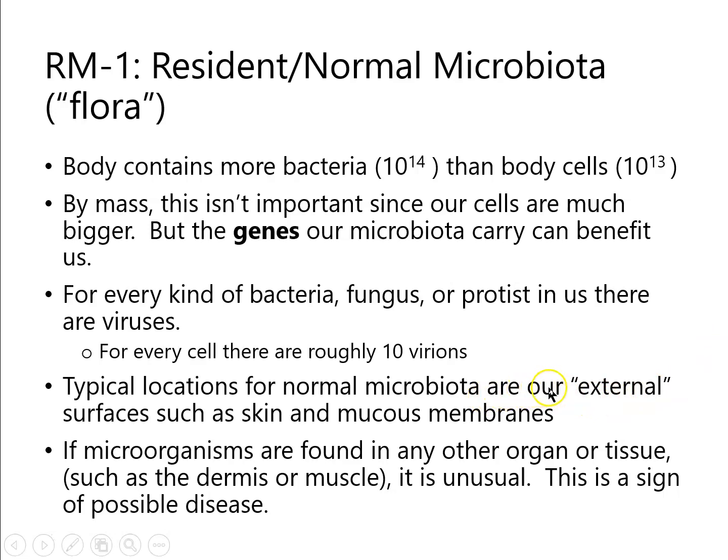Skin and mucous membranes all have adaptations to help control the normal microbiota that are found there, and keep them in the right place. If we find microorganisms anywhere else, like deep in a muscle, that's a disease state. Something is wrong in that situation. But if we find them on a mucous membrane or skin, that is normal.